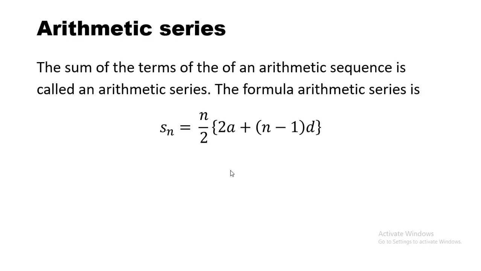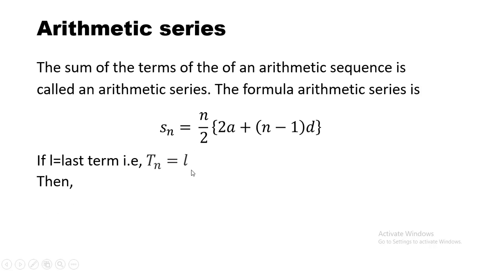Now if a sequence is given to you and, after checking the common difference, it verifies that it is an arithmetic sequence, and we want to find its sum, the sum of an arithmetic sequence is called an arithmetic series, and it is calculated using this formula: S of n equals n by 2 times 2a plus (n minus 1) d. Now if L is the last term, that is T of n indicates L, alright.